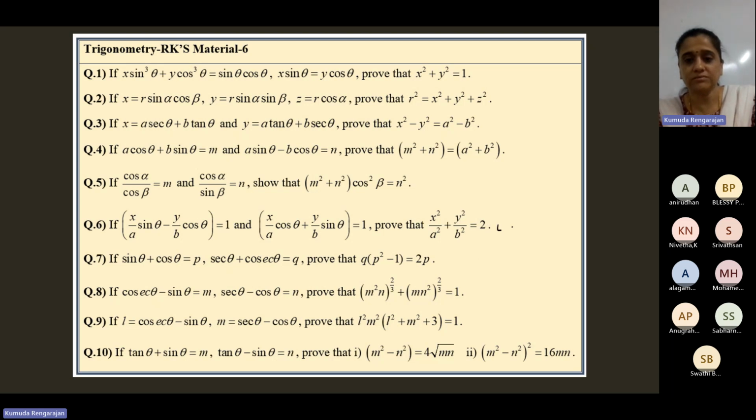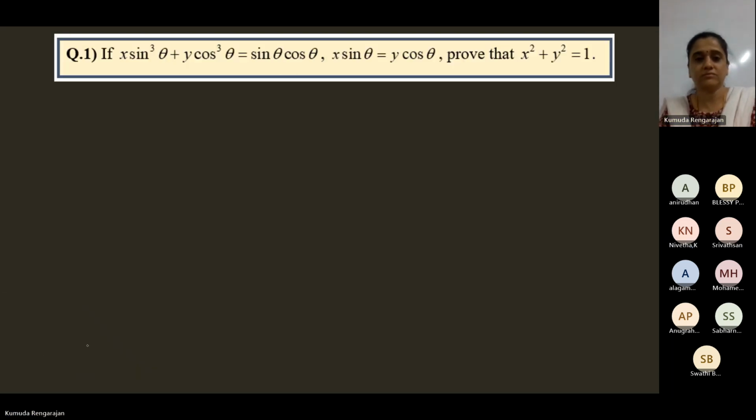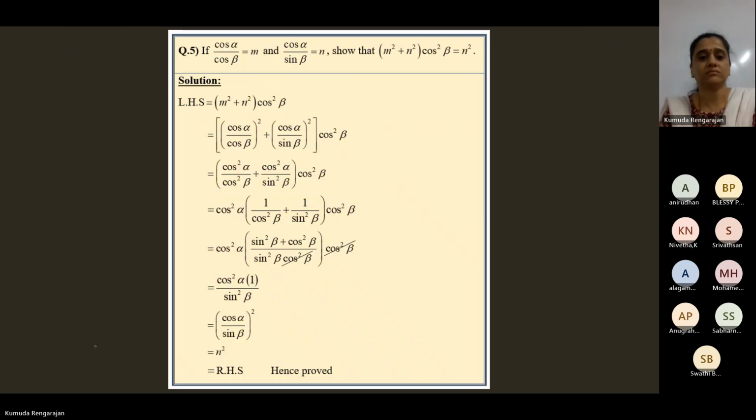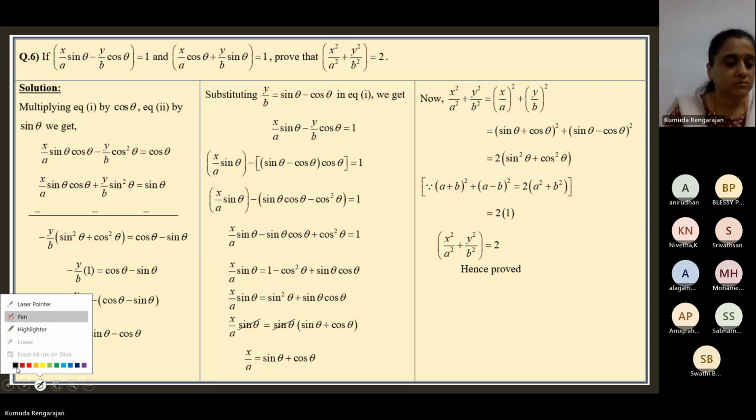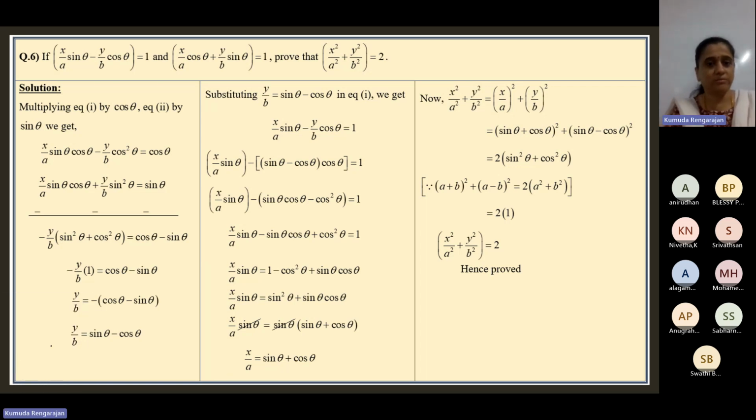We'll do the sixth one. I'll just tell you how it goes and you can practice now. So look, these are linear equations in two variables, x and y. Okay, the third chapter, a pair of linear equations in two variables. So you can see here, we have to prove that x square by a square plus y square by b square is equal to 2.